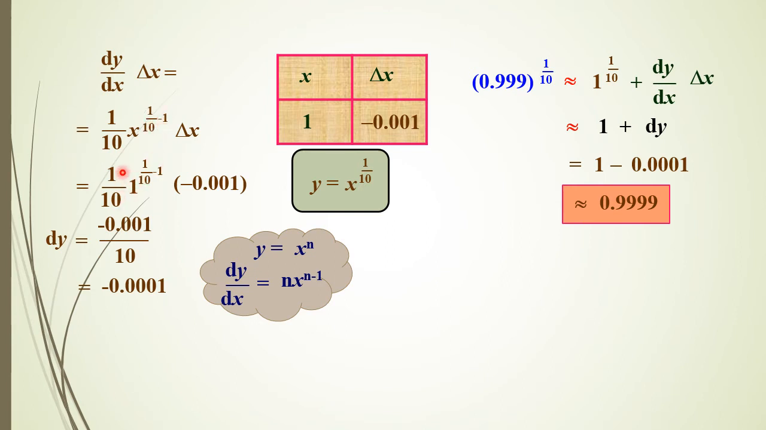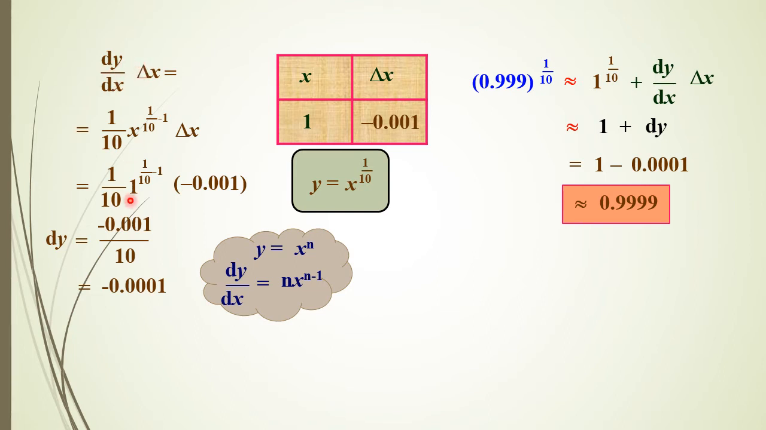So 1 by 10 you write as it is, then 1 to the power of some number will be 1 only. Then delta x is considered as minus 0.001. Okay, we have chosen this value already. Next, after simplifying this full term you'll be getting minus 0.001 divided by 10, then after simplifying again this term, minus 0.0001. So we have right now obtained the value of dy by dx into delta x.